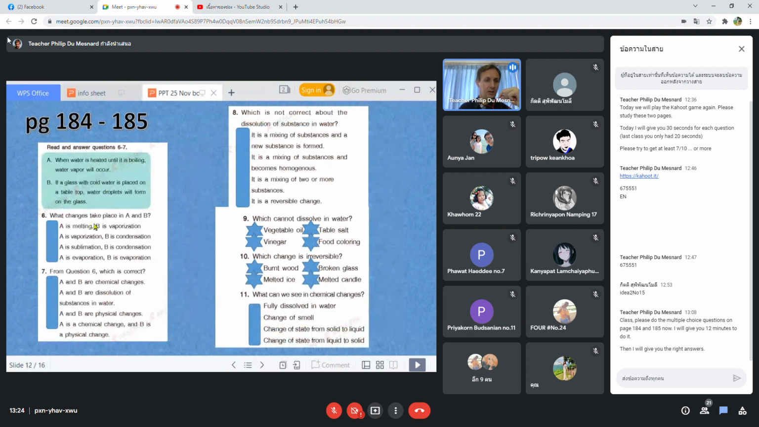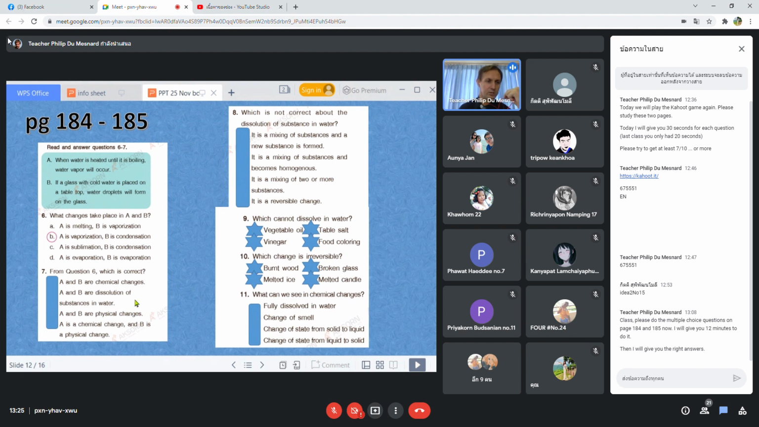Okay, maybe we can just finish this page. So first read and then answer. When water is heated until it's boiling, the water vapor will occur. If a glass with cold water is placed on a tabletop, water droplets will form. Okay, so first one. Which changes take place in A and B? So let's see. A is vaporization and B is condensation. So, A, B, C, D? B. Yeah, it's definitely B. Vaporization and condensation, it's definitely B.